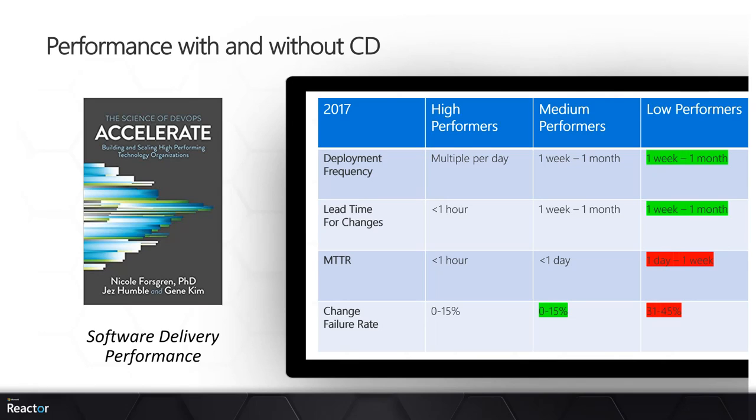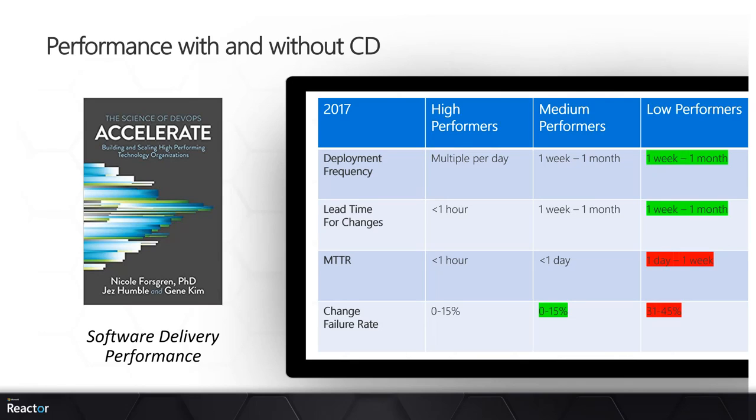And these are just some statistics from looking at multiple companies that fall into these categories. It's a few years old now, back in 2017, but you can basically see that high performers deploy things multiple times per day, whereas low performers do weekly or monthly kinds of deployments.